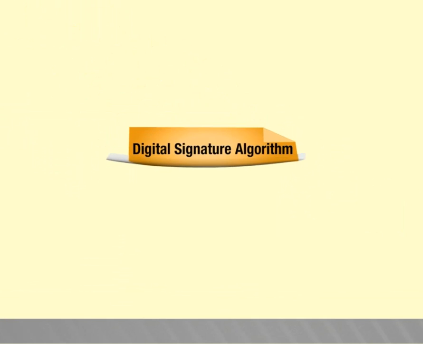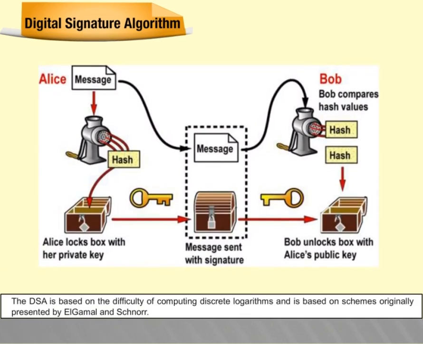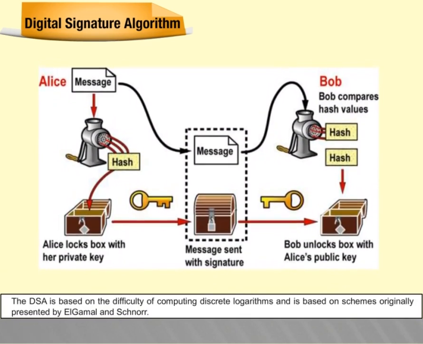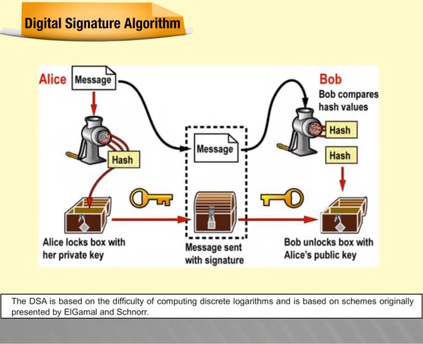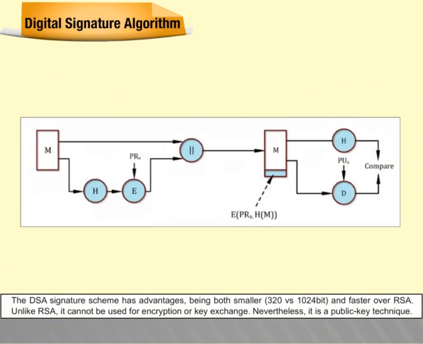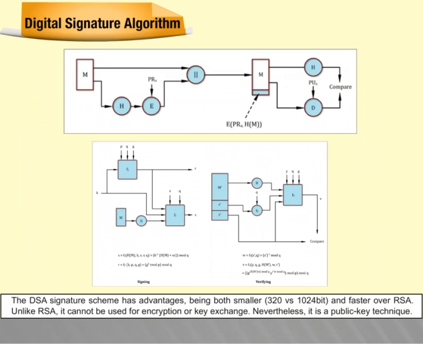Digital Signature Algorithm. The DSA is based on the difficulty of computing discrete logarithms and is based on schemes originally presented by ElGamal and Schnorr. The DSA signature scheme has advantages, being both smaller, that is 320 versus 1024 bits, and faster than RSA. Unlike RSA, it cannot be used for encryption or key exchange; nevertheless, it is a public key technique.